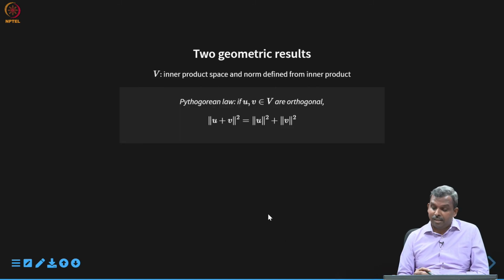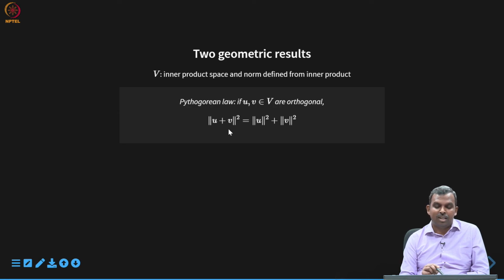So a couple of very powerful and neat geometric results that you have in inner product spaces. If you have an inner product space and the norm defined from an inner product, this is the setting in which we'll work. The first law is the Pythagorean law. If u and v are orthogonal, then norm u plus v squared is norm u squared plus norm v squared.